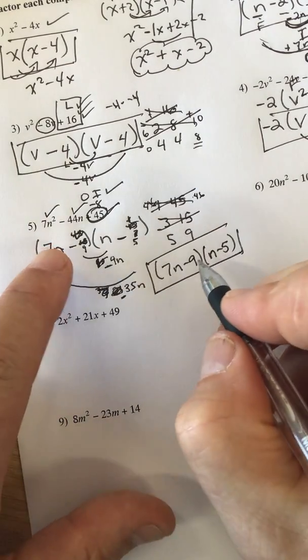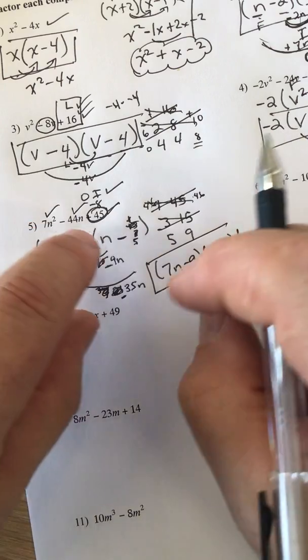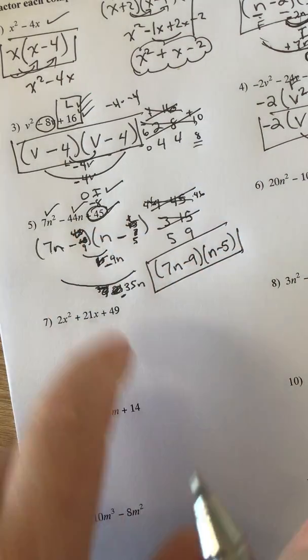If I multiply that, so we divided it apart, if I multiply that back together, it will go here.